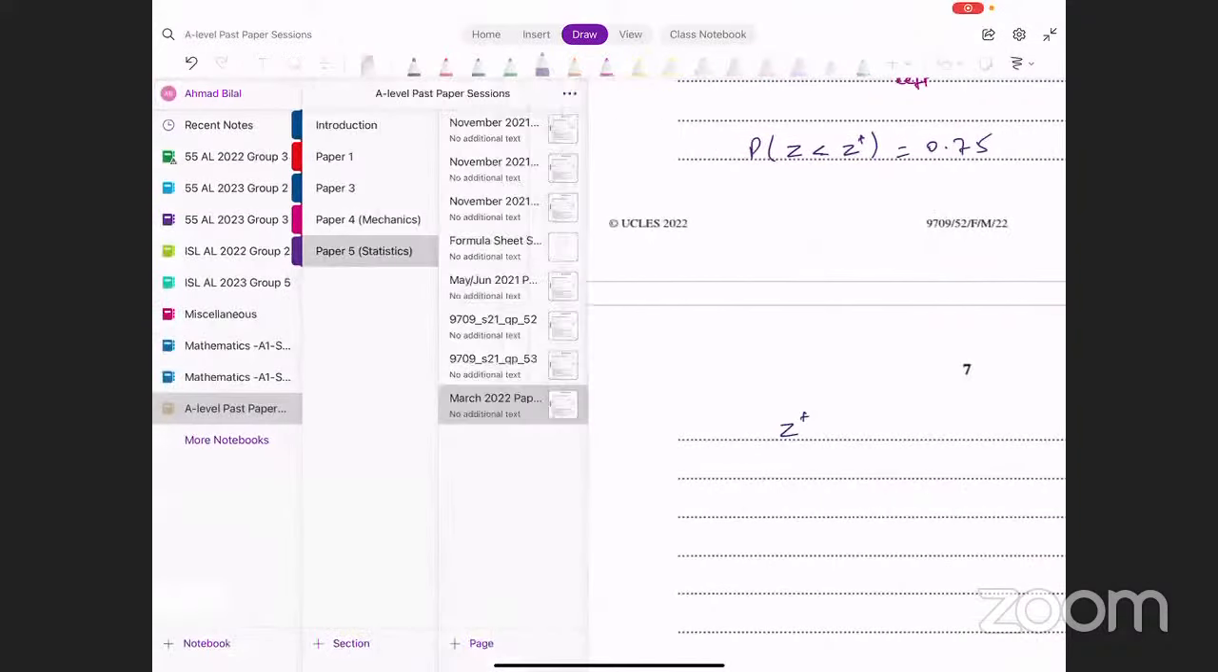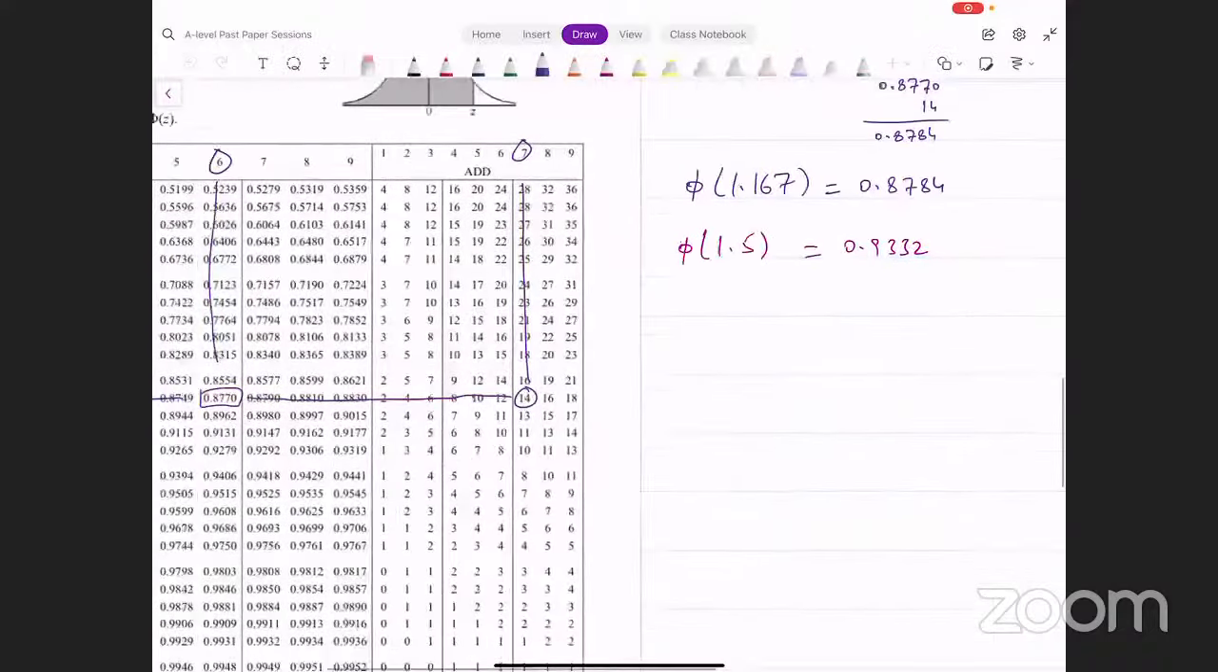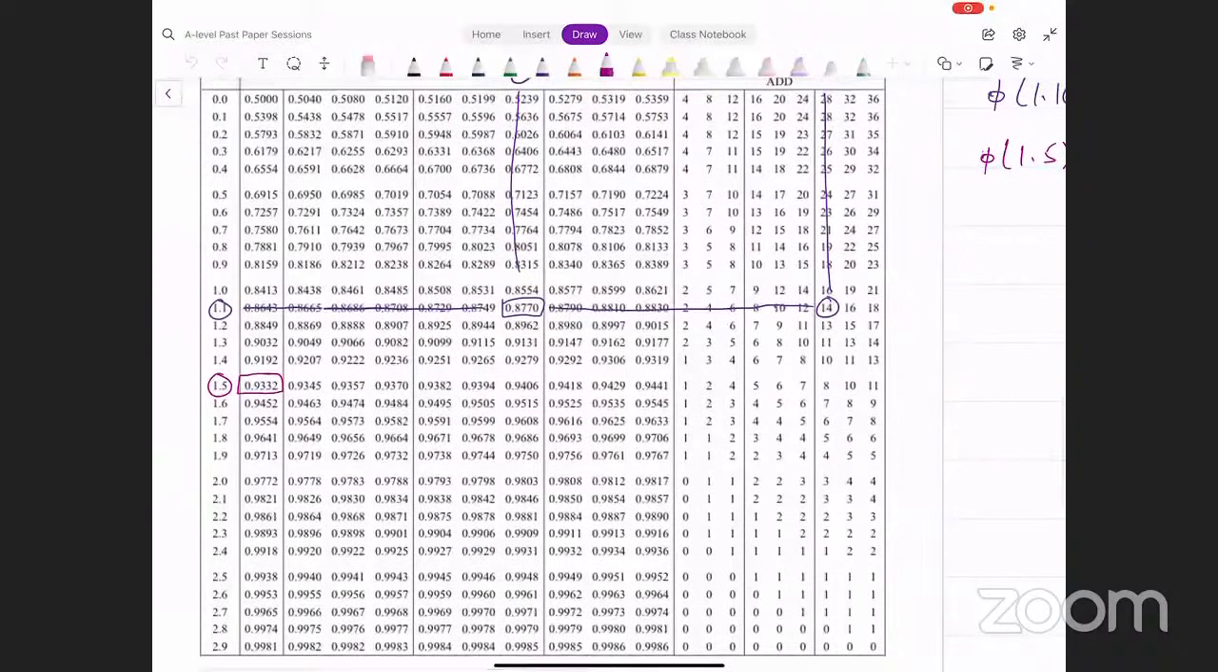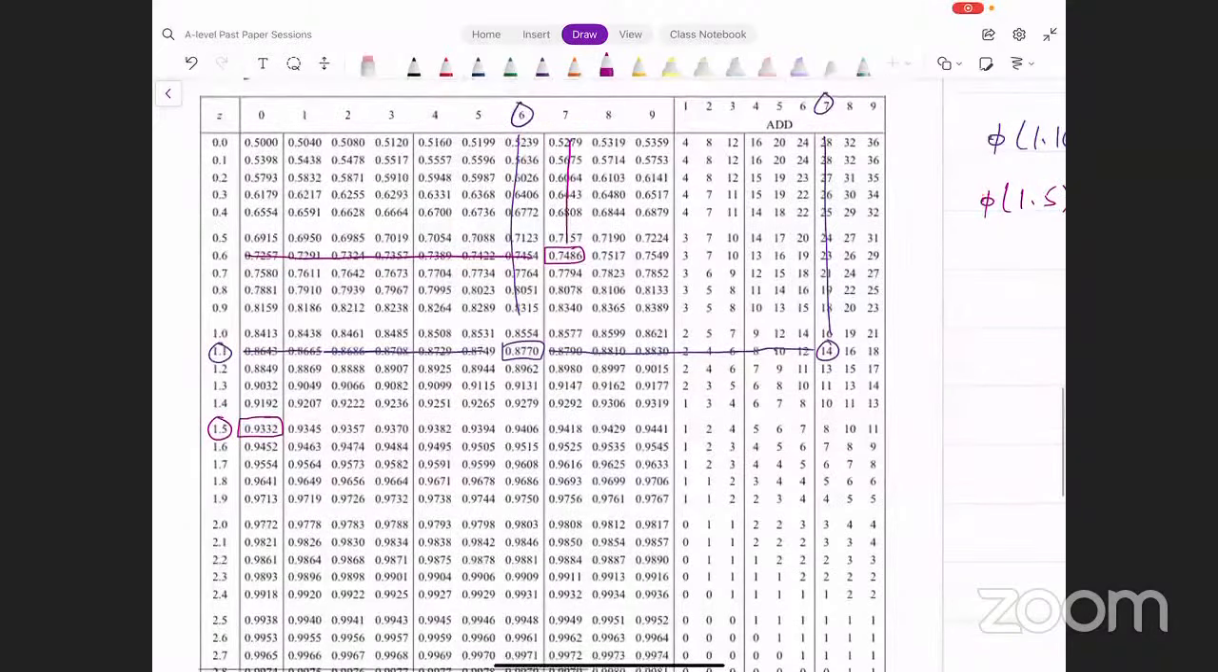Let's go to the table. अब हमें probability देखनी है. Remember, 0.75 is the probability. 0.75 हमें कहाँ पे मिलता है इधर? 0.75 is going to be between these two numbers. हम छोटा वाला number ले लेंगे. यहाँ पे मुझे मिल रहा है 0.6 and here the second decimal is 7.